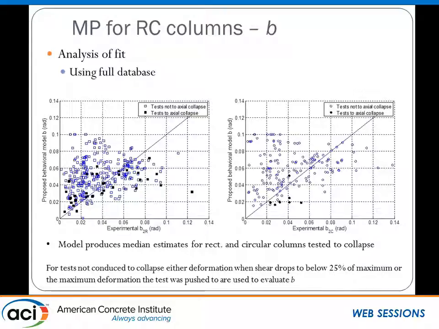for these columns. And for circular columns, it is a little bit on the conservative side, but we only have 9 data points. So we did not see any warrant to increase the numbers. We see that it seems the circular columns also perform better at axial collapse than rectangular columns, but given only 9 data points, we did not want to push it beyond this.